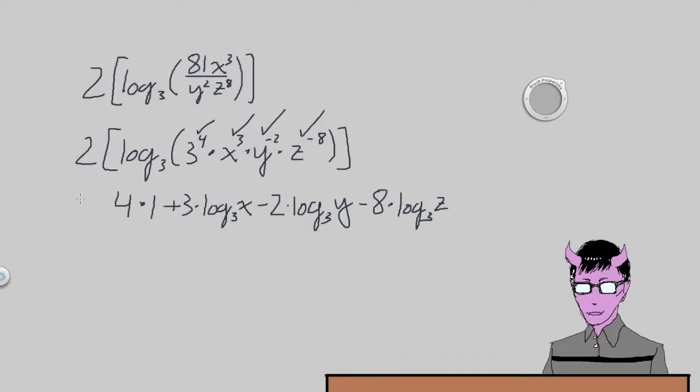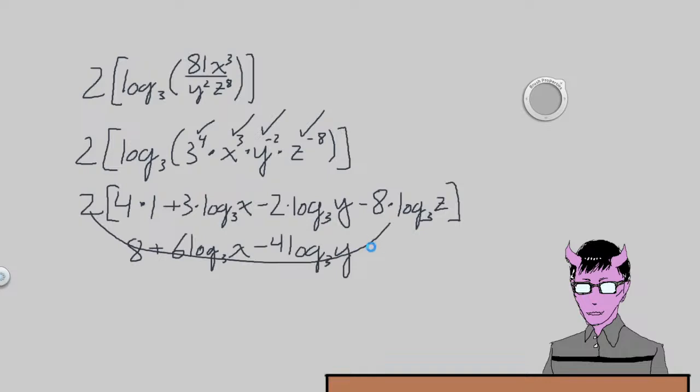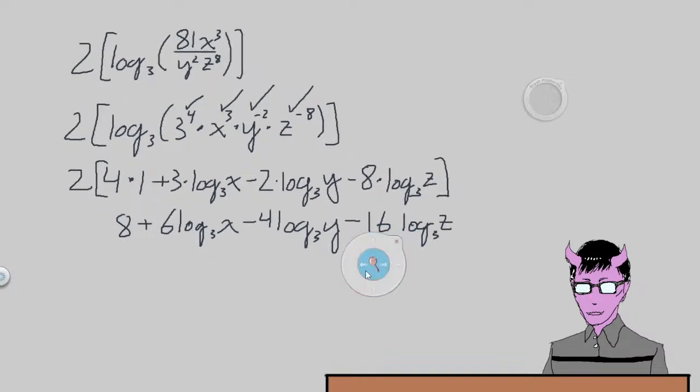Don't forget the 2 in the front. It's outside the brackets. As promised, we're going to have to distribute that 2 to each of those 4 terms. So therefore, 2 times 4 is 8. 2 times 3 is 6. 2 times -2 is -4. This is basic cleanup at this point. 2 times -8 is -16. And we are essentially done.